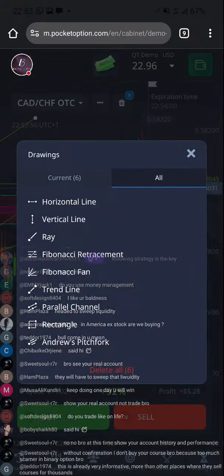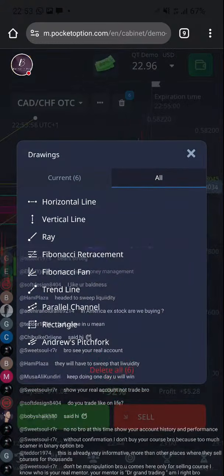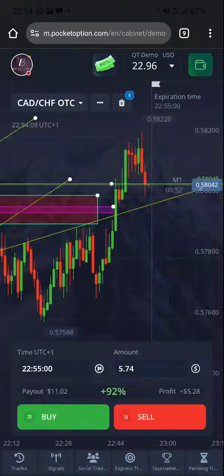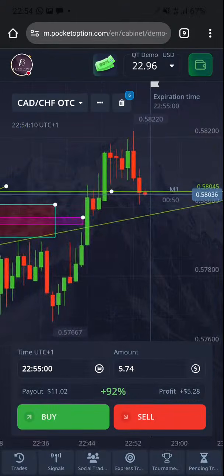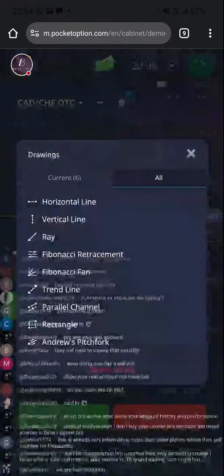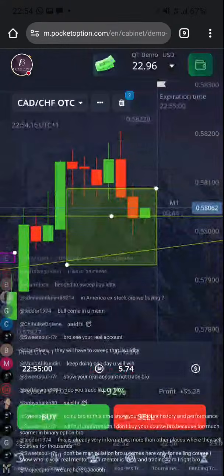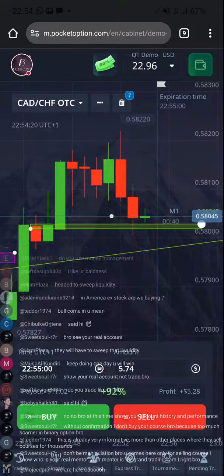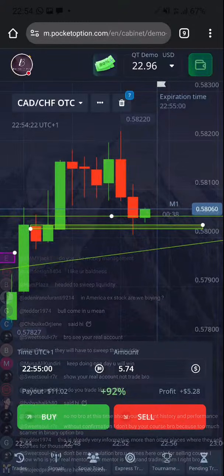Let me check. Oh my God, these messages are long. I won't be able to read them. This is already very informative, more than other places. Thank you very much for that confirmation. This is even free of charge, and it's already enough information for some people to make plenty of money in the market.